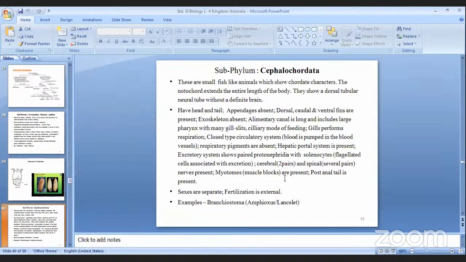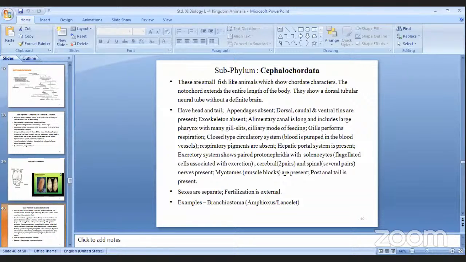Next, Cephalochordata. What are cephalochordata? These are small fish-like animals which show chordate characters. The notochord extends the entire length of the body. Students, in Urochordata, what we saw was that the notochord is present only in the tail part of the larval stage. But here it extends throughout the length of the body.